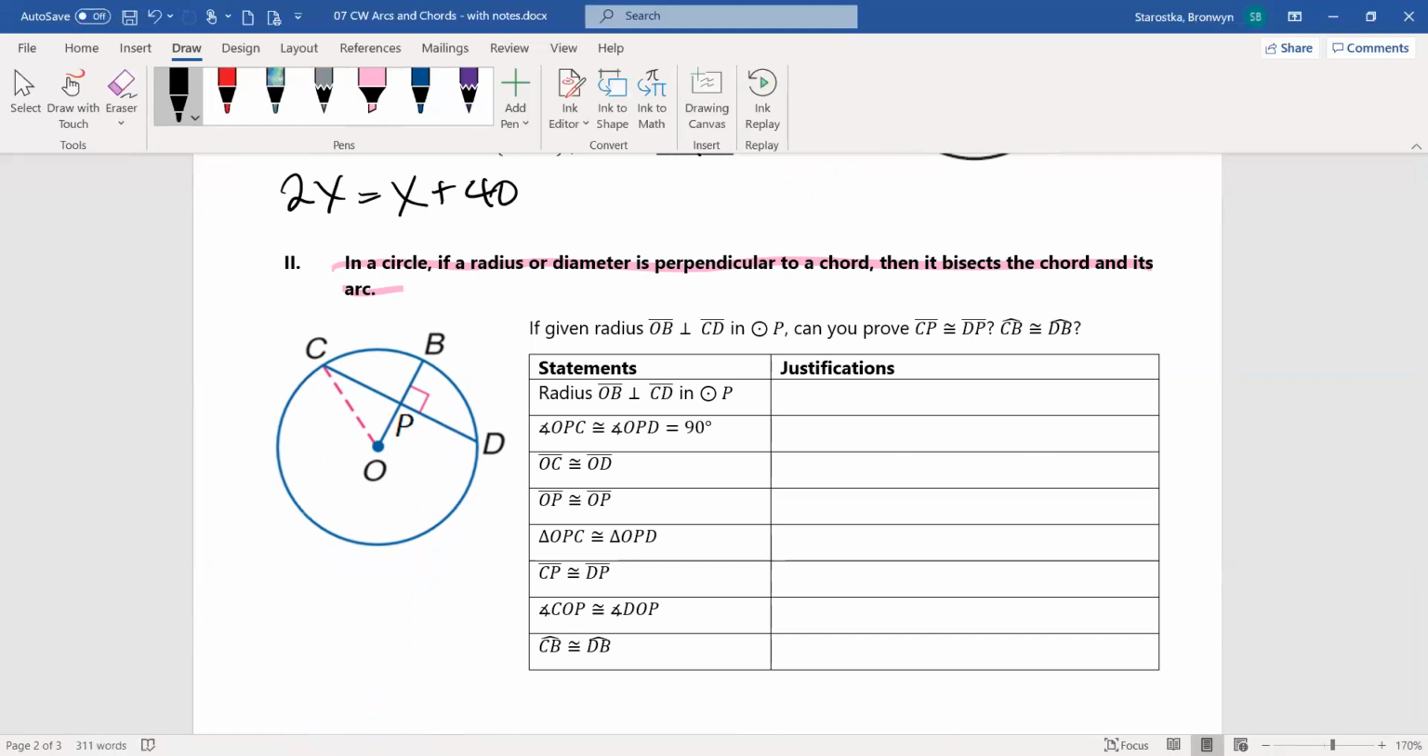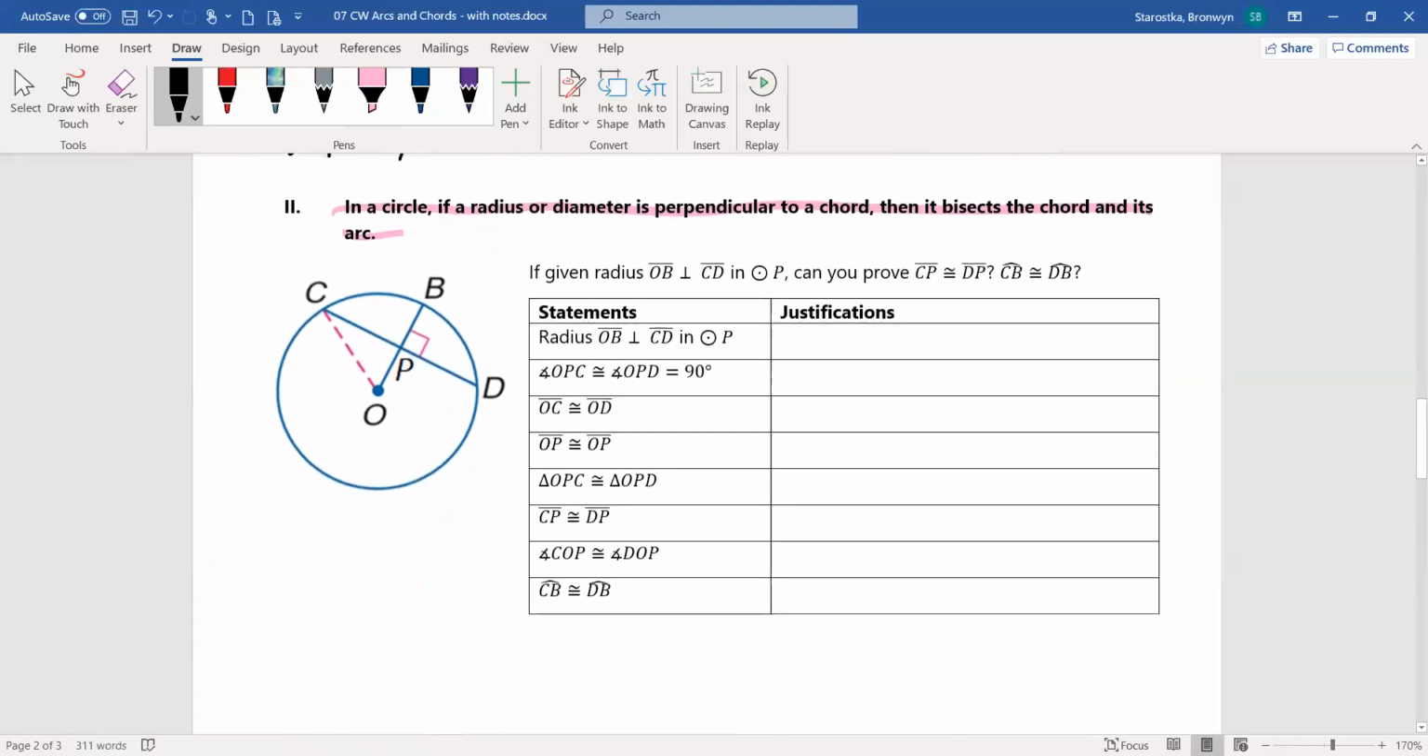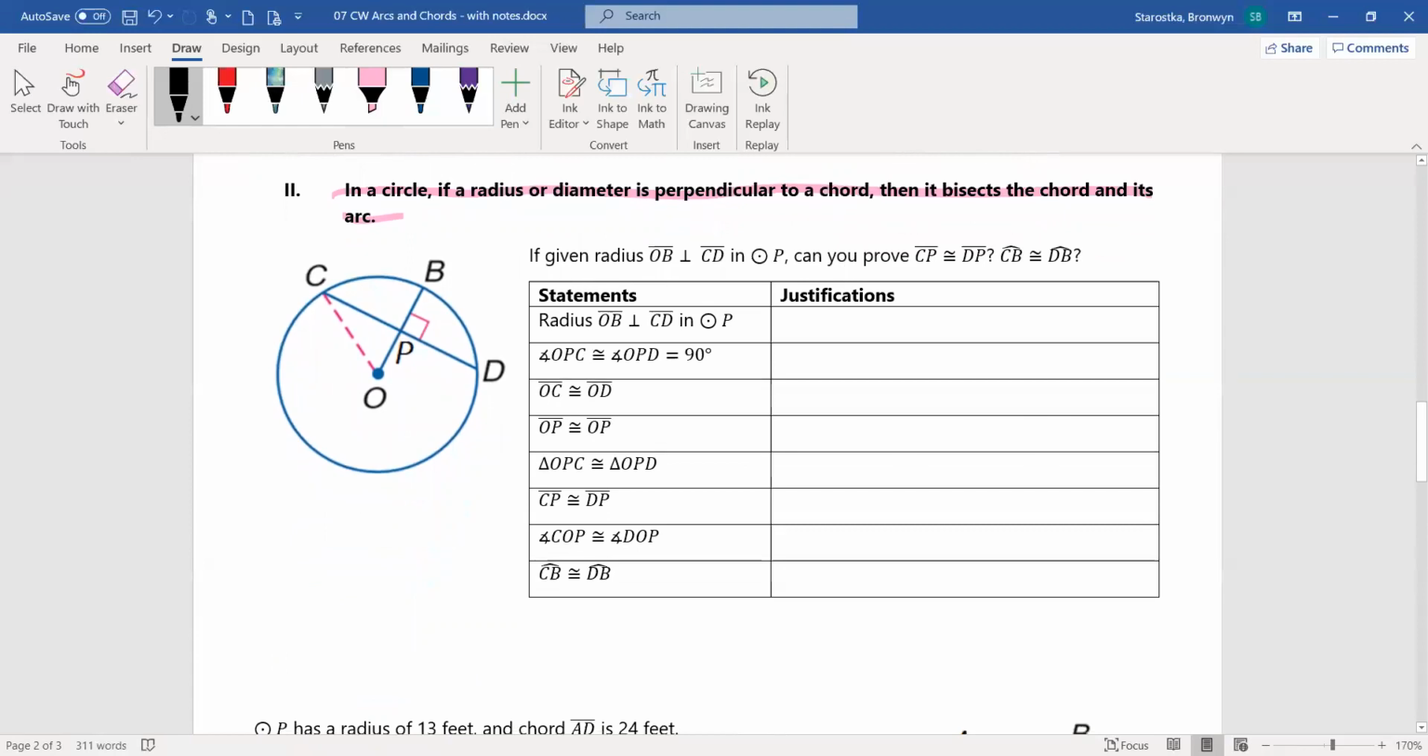And here we go, a beautiful proof. The radius OB is perpendicular to the chord CD in circle P because that's given. So angle OPC is congruent to OPD, which also equals 90 degrees. So we're talking here, here, and here. Because isn't that what the definition of perpendicular actually is?